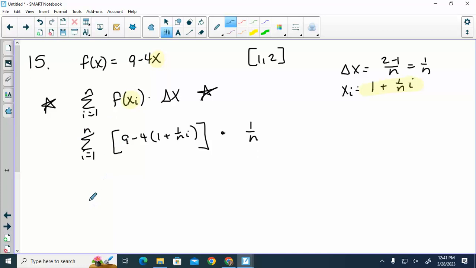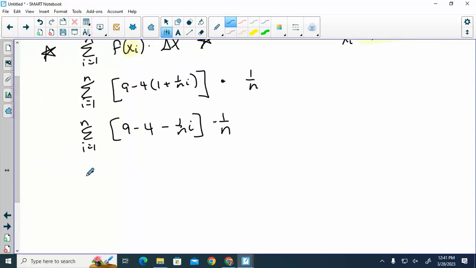Now we have to do the summation stuff. Before we can add this up, we need to multiply things out. So we would get 9 minus 4 minus 4 over n times i, times 1 over n. So this would be 5 times 1 over n, so 5 over n minus 4 over n squared times i.